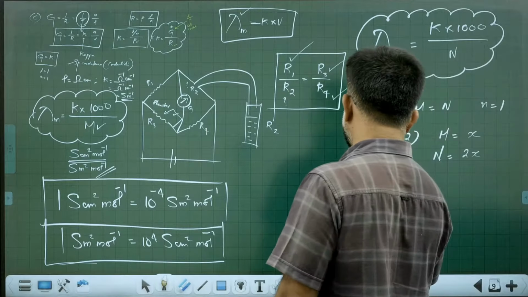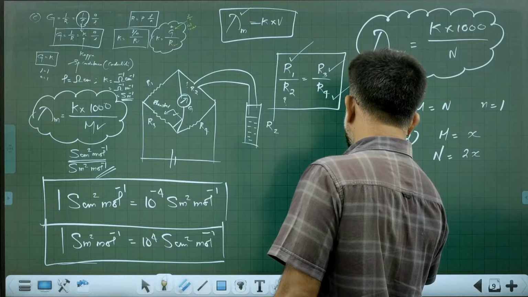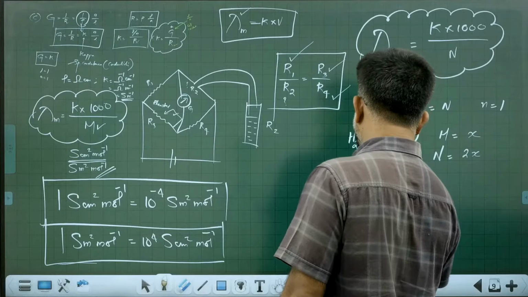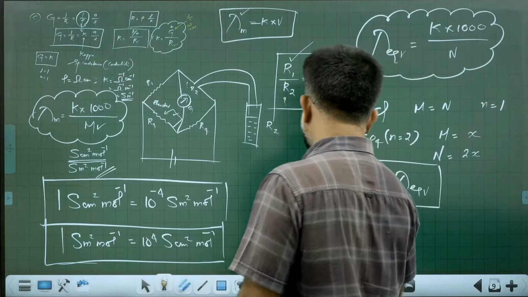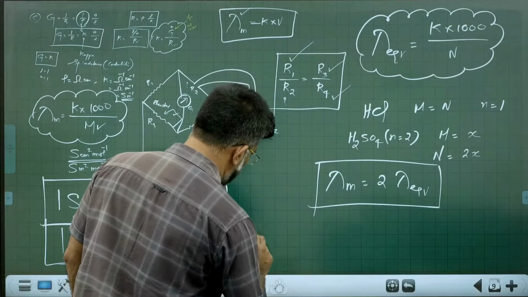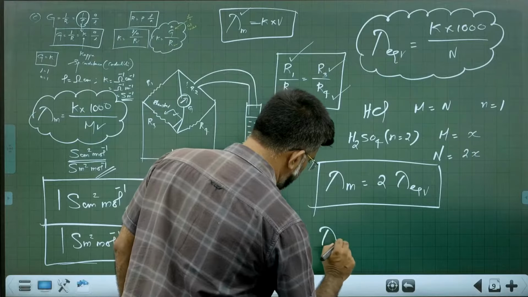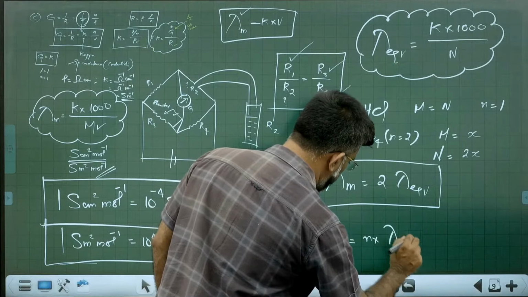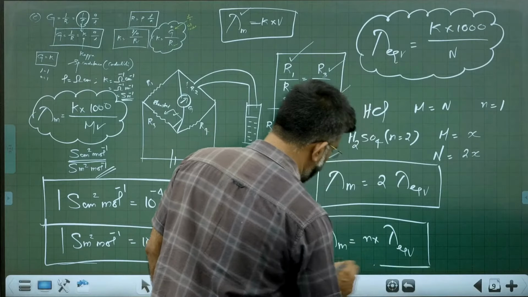So you can write in this case lambda m is equal to 2 times lambda equivalent. Or you can have a generalization for any material: lambda m is equal to n into lambda equivalent, where n is the n factor.